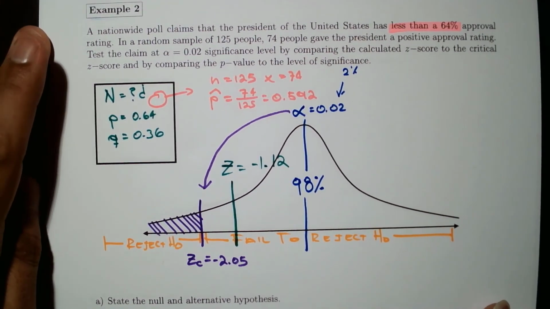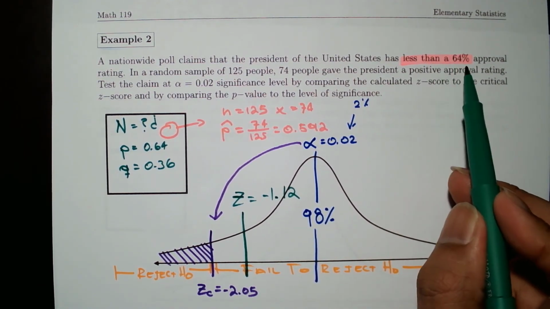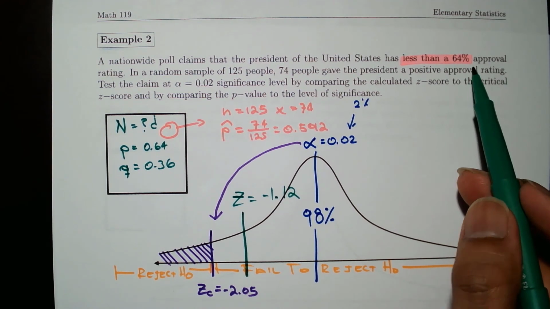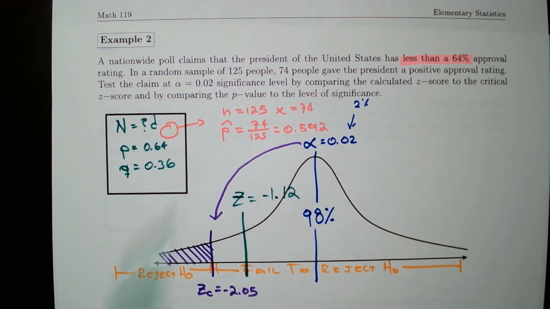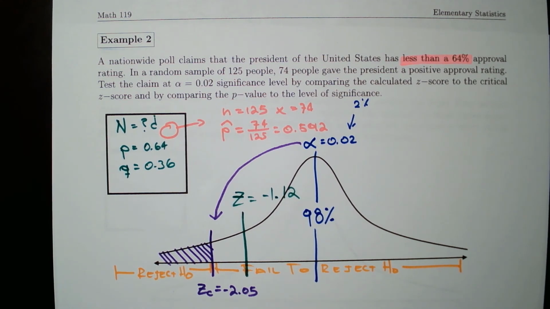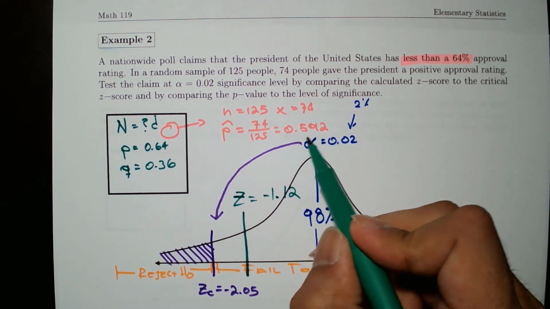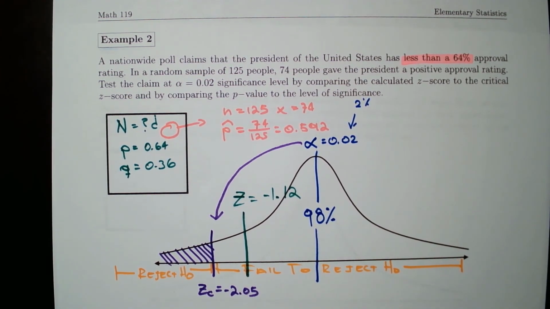But what we did in the sample here, I mean, the claim is that it's less than 64%. We sampled 125 people, and 74 out of the 125 people said they like this president, giving a positive approval to the president. Unfortunately, that's not enough evidence, even though this number, 0.592, is less than 0.64. So that's not enough.